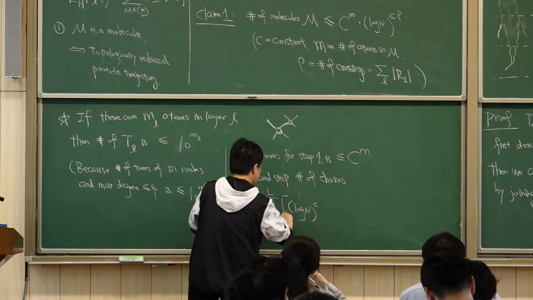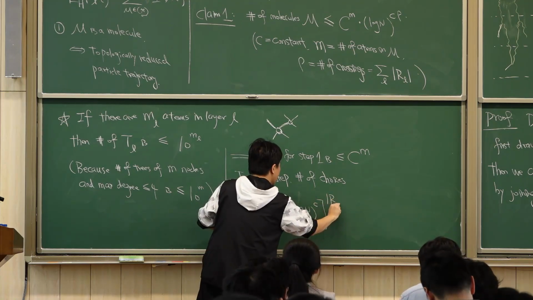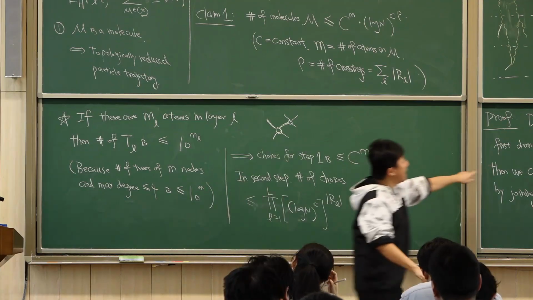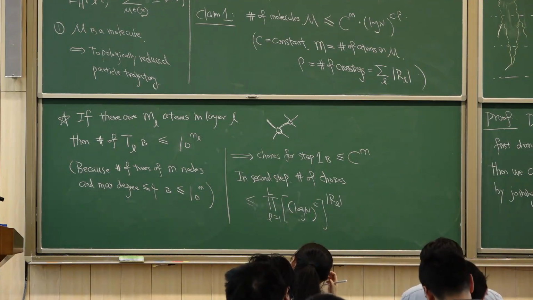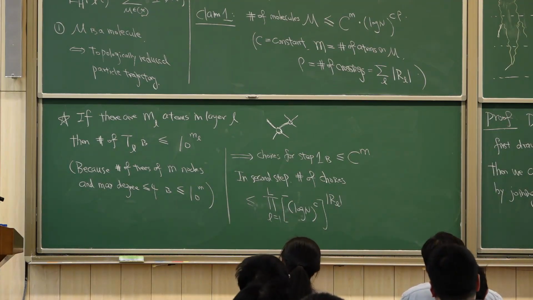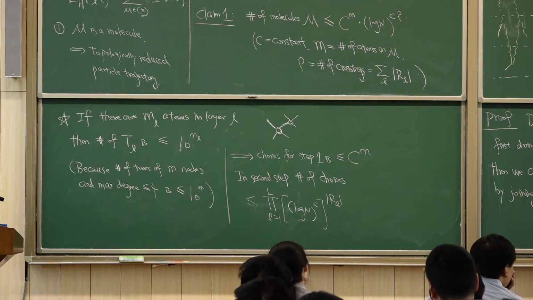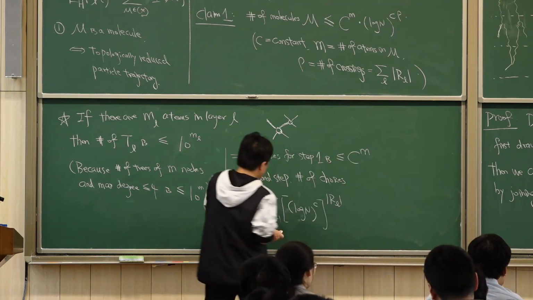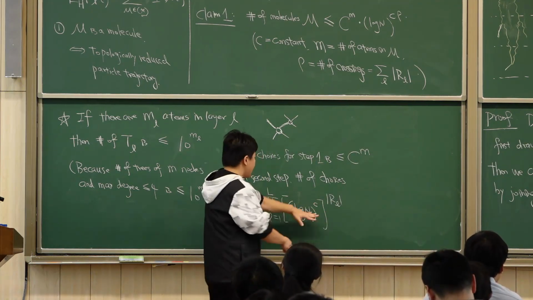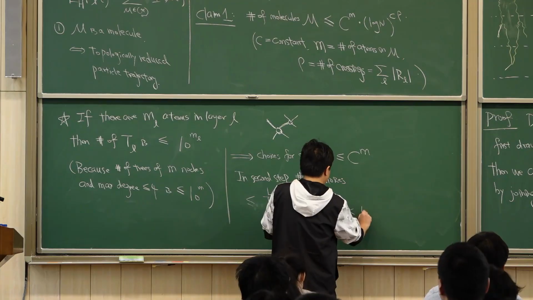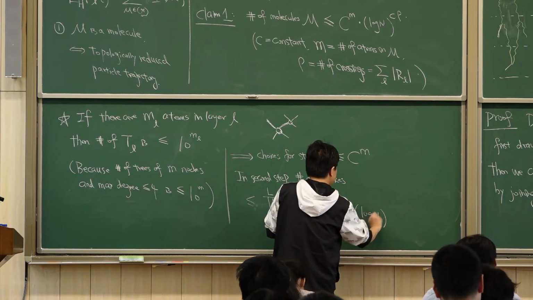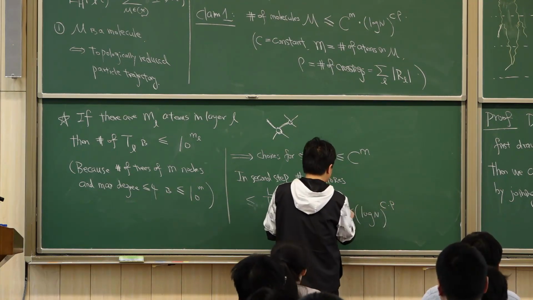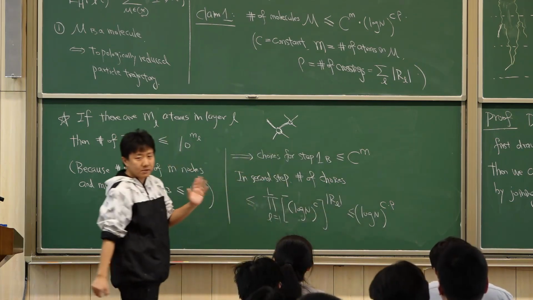To c to the RL, because you make exactly RL new edges, and each new edge has a log n to the c choices. Then by the multiplication principle, this is the product of all of these, and this is less than log n to the c times rho, where rho is the sum of the number of crossings.